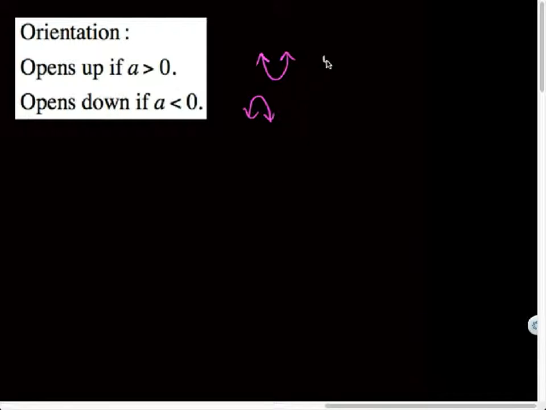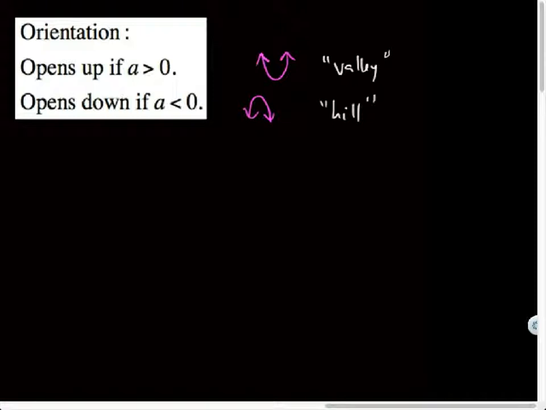And I might also refer to this as kind of like a valley, and this one is like a hill. So opens is what I'm referring to there, right? It opens up if a is bigger than 0. So if the number in front of my square term is positive, it opens up.